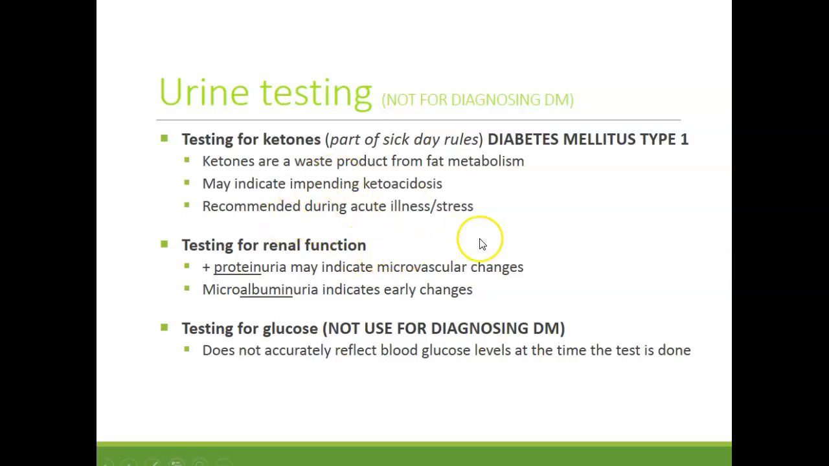Testing for renal function. If a patient has protein in their urine, it can be a possible indication of some damage that's going on with the kidneys. So it can show early changes within the kidneys. And sometimes too, if a patient has large amounts of glucose in their urine, it may just prompt a physician to say, hey, let's do additional testing. But again, you'll never use a urine test to say whether or not a patient is diabetic.